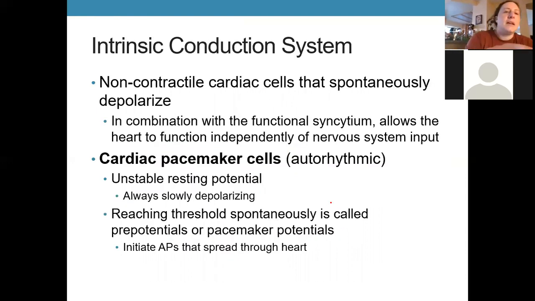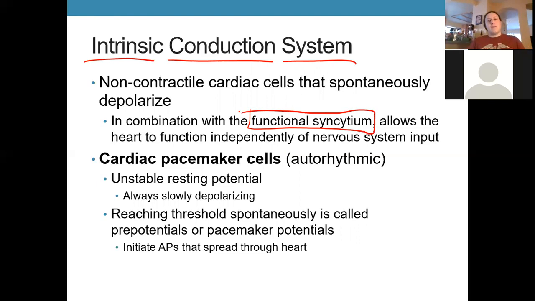So we call this whole thing an intrinsic conduction system. Intrinsic meaning internal to the structure of the heart. And conduction, just like a train conductor is controlling a train, this system of specialized cells is controlling the pace of the heart itself. Because they are connected to all of the contractile cells by those gap junctions, making them a functional syncytium, when these guys spontaneously depolarize, it makes the entirety of the heart depolarize and therefore contract. The ones setting the rhythm are called the pacemaker cells. And the way that they do it is that they have an unstable resting membrane potential. So instead of being able to stay at resting unless stimulated, these guys are actually constantly slowly depolarizing.